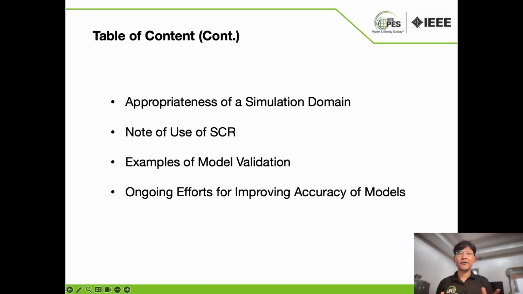We are also going to talk about the appropriateness of a simulation domain, the short circuit ratio and the example of the model validations. And lastly, the ongoing efforts for improving the accuracy of models.